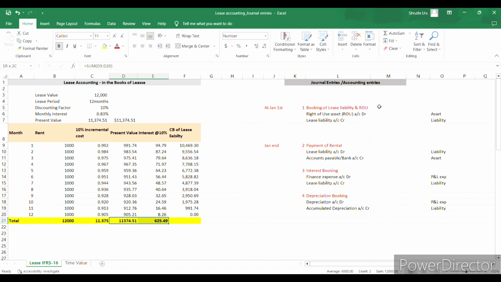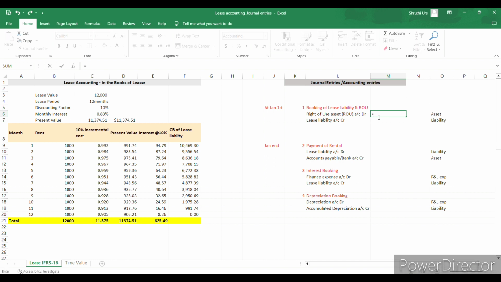Now we will see the accounting entries in the books of lessee. So first, as soon as the lease agreement is signed or the contract is active, we have to book a lease liability which is equal to our ROU, that is right to use of asset. So the first entry will be right to use of asset account debit. Why is it debit? It is an asset to the company, so it is debited.